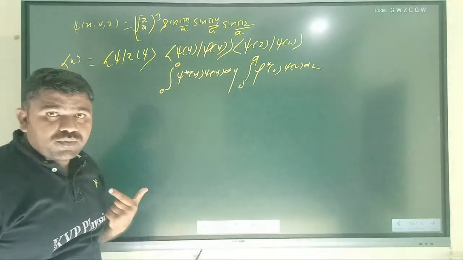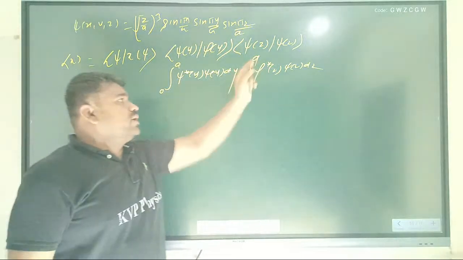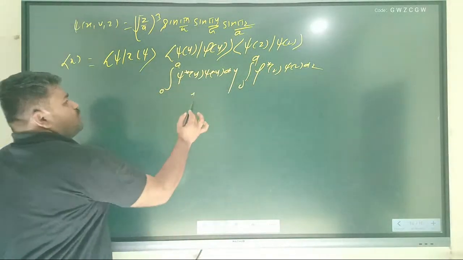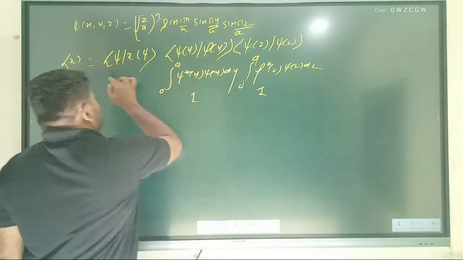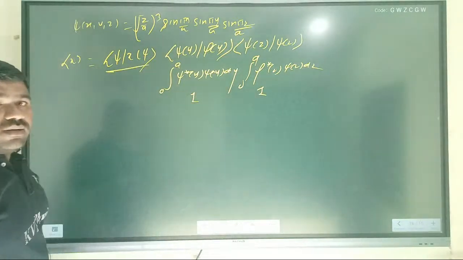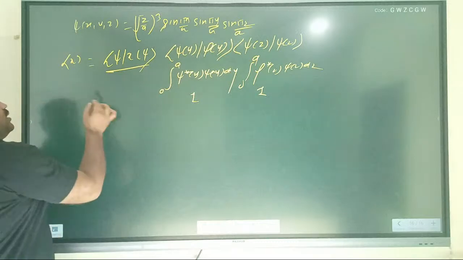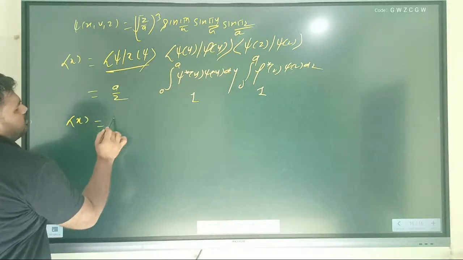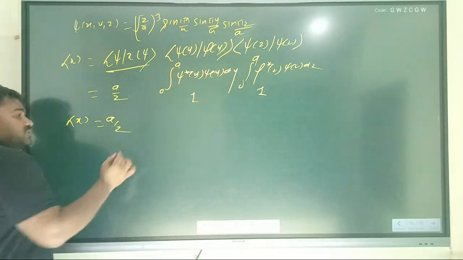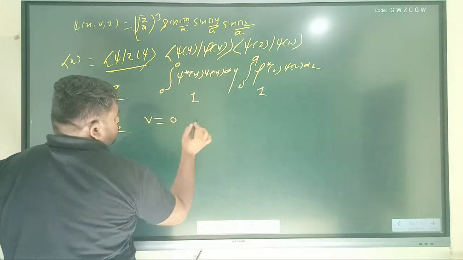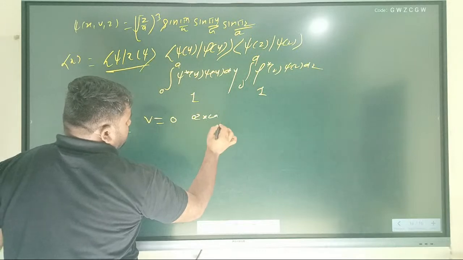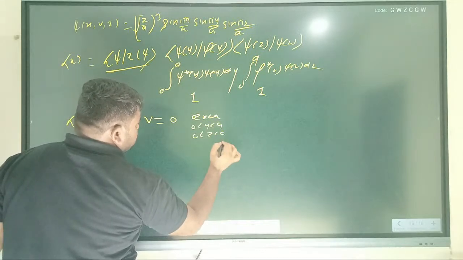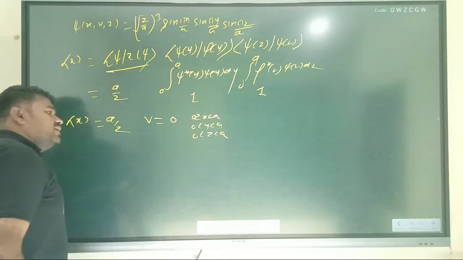In the region 0 to a, what will the probability be? Along the z direction, the probability becomes 1, which means 1 into 1. And the expectation of x is nothing but, over the whole region, what is the expectation value? It is a by 2. So the expectation of x is a by 2, for the case where the potential V is equal to 0 for 0 < x < a, 0 < y < a, 0 < z < a. For this potential, x is equal to how much?